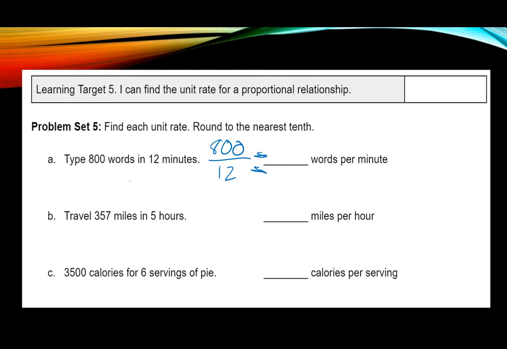So with our unit rate, we're going to want our time on the bottom. In this case, it's going to be minutes, and we want that to just be 1. Right now, we have it as 12 minutes. And so what do we need to do to get from 12 to 1? We need to divide by 12. And so when we have our 800 words on top, we're also going to divide by 12. And 800 divided by 12 is 66.6 repeating.